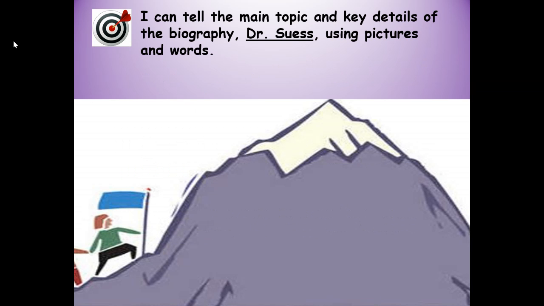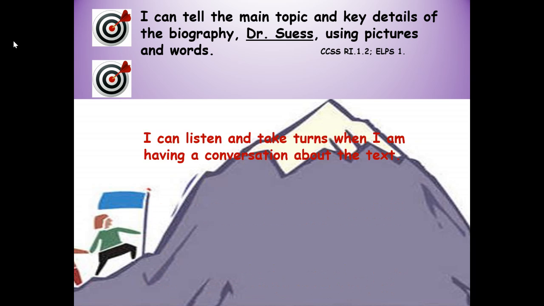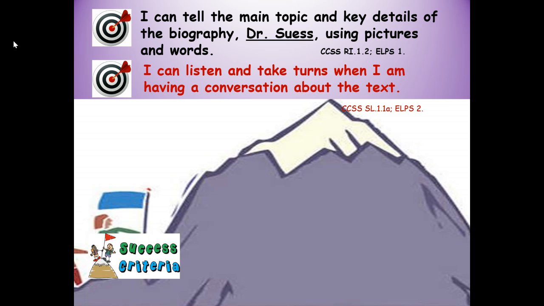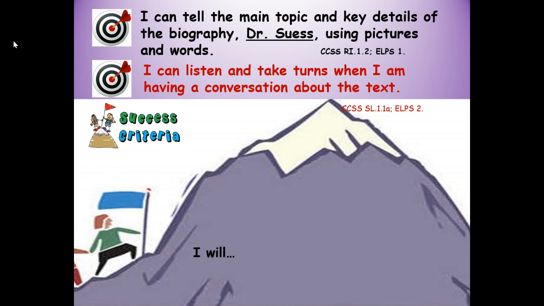Here's our learning target. I can tell the main topic and key details of the biography, Dr. Seuss, using pictures and words. Here's our other learning target. I can listen and take turns when I'm having a conversation about the text. Success criteria. That means how will you know you're successful at telling the main topic and key details of Dr. Seuss? And how will you know you're successful listening and taking turns when having a conversation about the text?